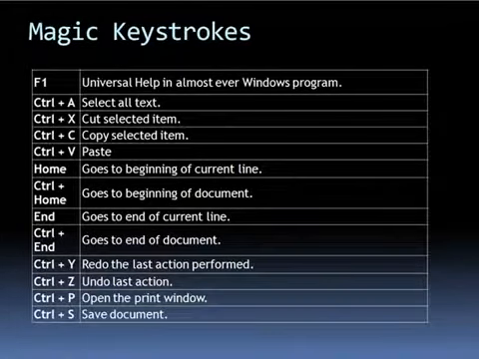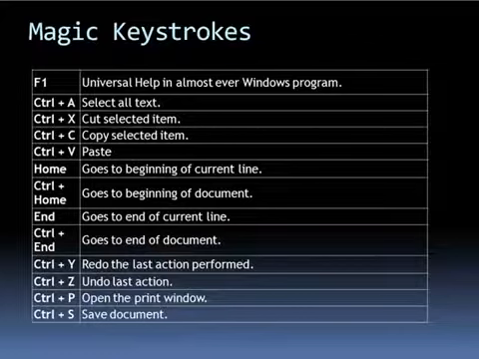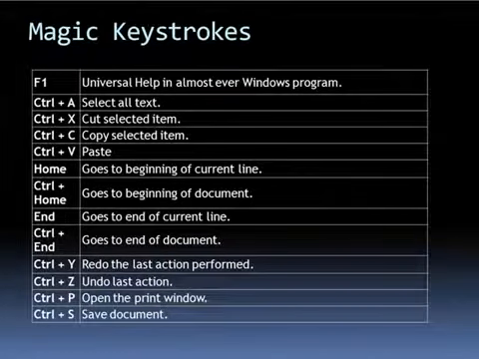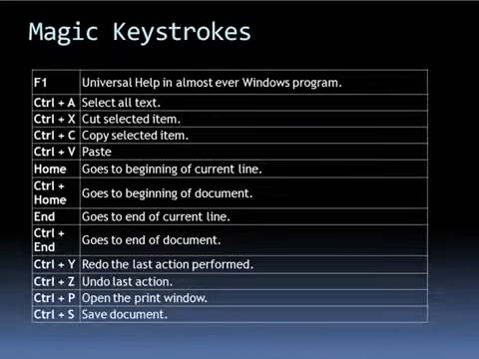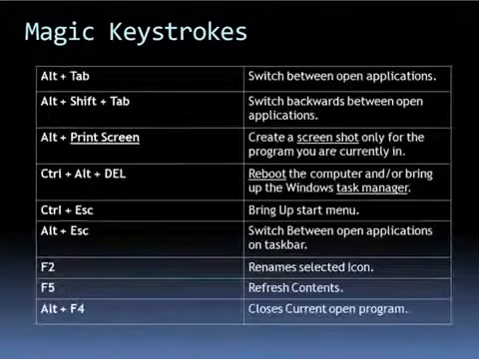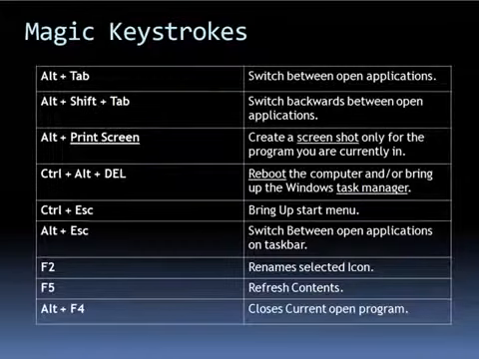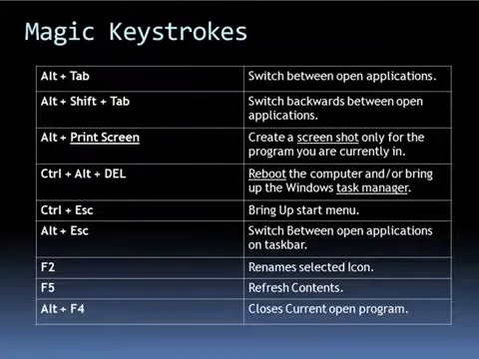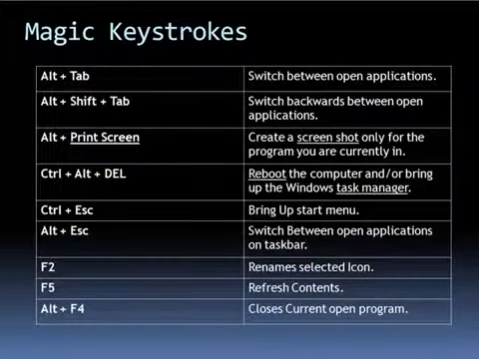These are pretty much universal across Windows, no matter what software you're running. You can be running Adobe software, you can be running Microsoft software inside Windows. They'll all do these same functions. A few more. Alt Tab switches between open applications. Alt Shift Tab switches backwards. Alt Print Screen will create a screenshot only of the program that you're currently in. If you don't want to get your entire desktop, use Alt Print Screen.